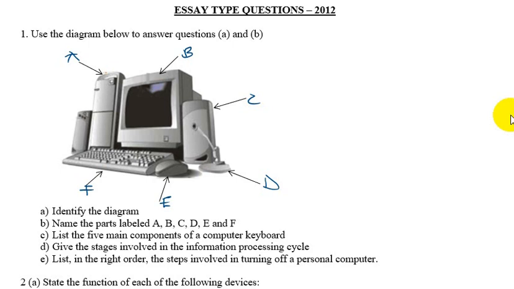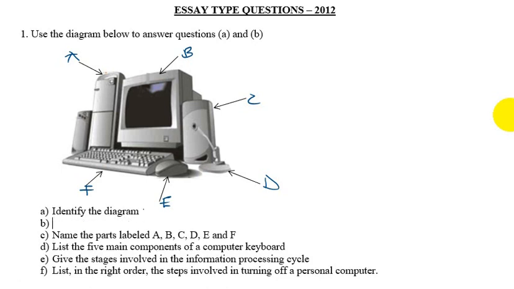Now, this is the 2012 BEC, as I earlier said. Let's get straight into it. Question 1 says we have a diagram and we are told to identify the diagram. This diagram clearly is a personal computer. You just write personal computer and you are gone. Someone will also write PC. I'm not sure you'll be wrong, but if you write it in full, personal computer.